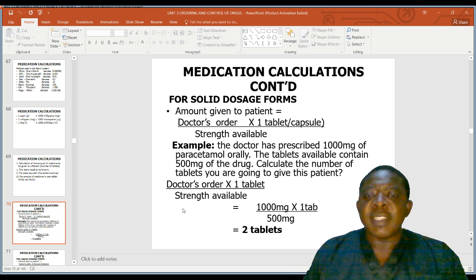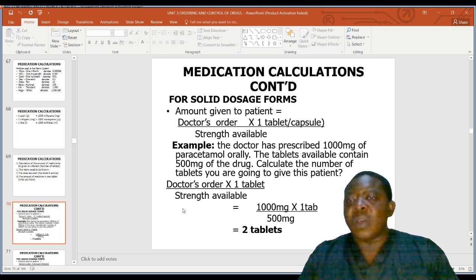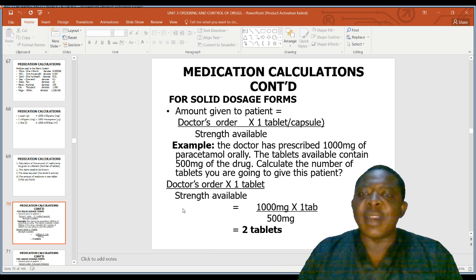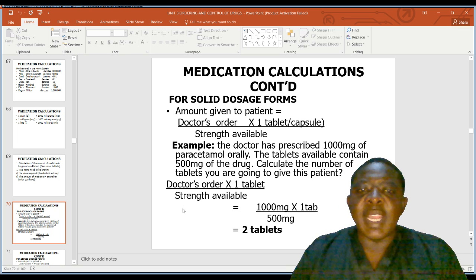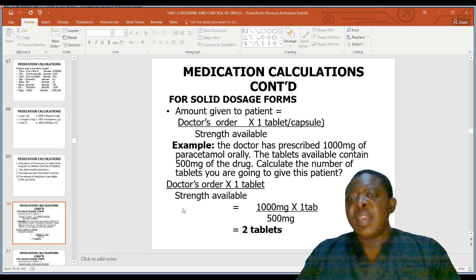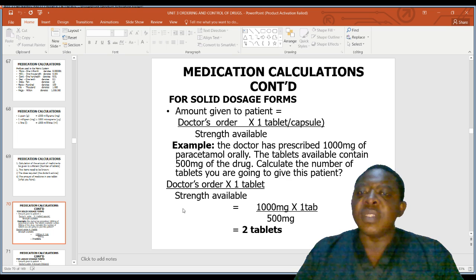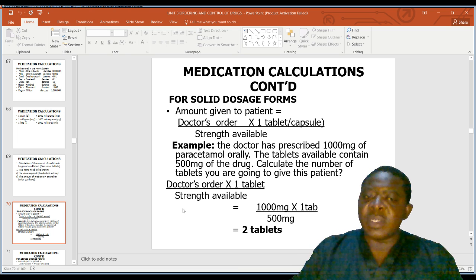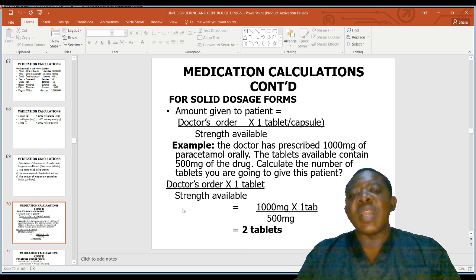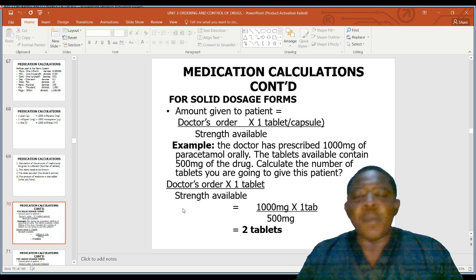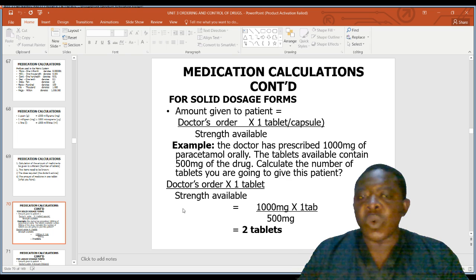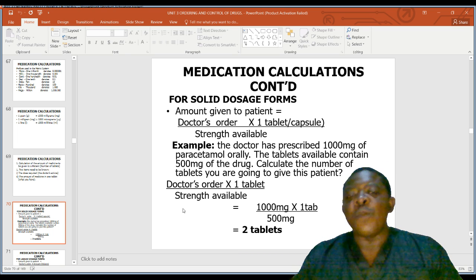So we have an example here. The doctor has prescribed 1000 milligrams of paracetamol orally. The tablets available contain 500 milligrams of the drug. Calculate the number of tablets you are going to give this patient. So doctor's order, okay, strength required. So people might write all that. That is just for doctor's order. Okay, times 1 over strength available.